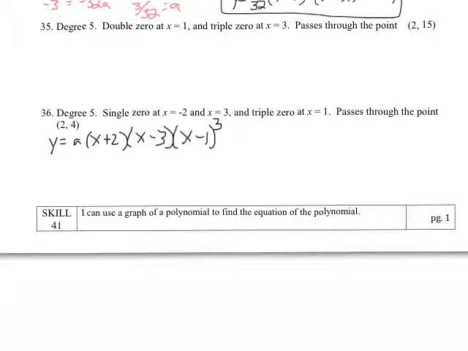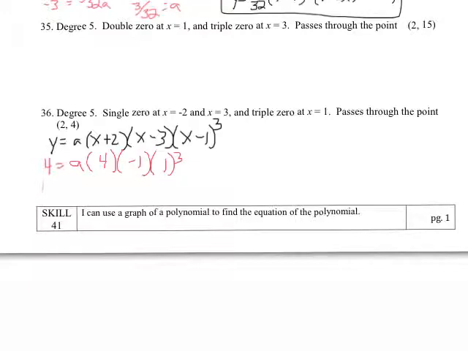And this time, instead of giving us the intercept, they just give us some random point of (2, 4), but we can still treat it the same way by plugging the values in. So 4 is equal to a times 2 plus 2 times 2 minus 3 times 2 minus 1 to the 3rd power.